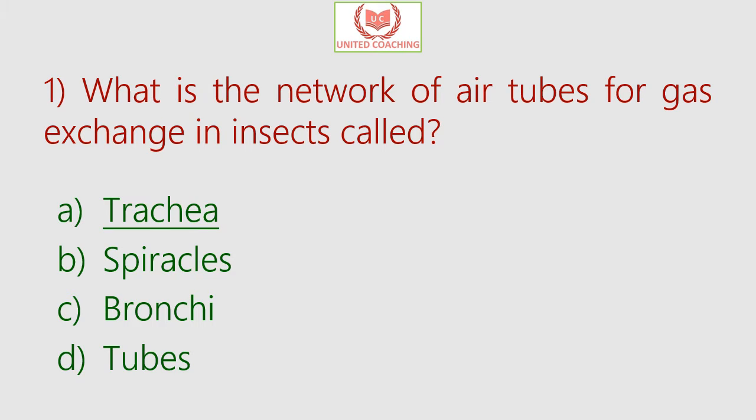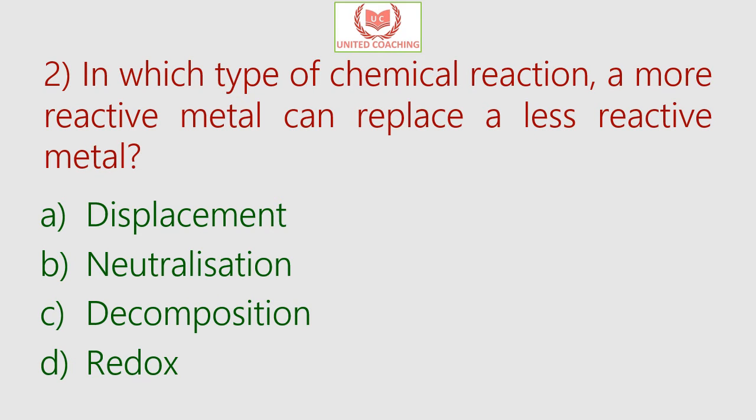So the answer is trachea. Insects and some other invertebrates exchange oxygen and carbon dioxide between their tissues and the air by a system of air-filled tubes called tracheae or trachea. It is a complex network of tubes called the tracheal system that delivers oxygen-containing air to every cell of the body, and the trachea opens to the outside through small holes called spiracles.